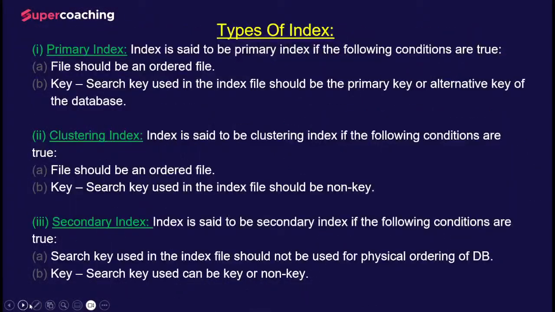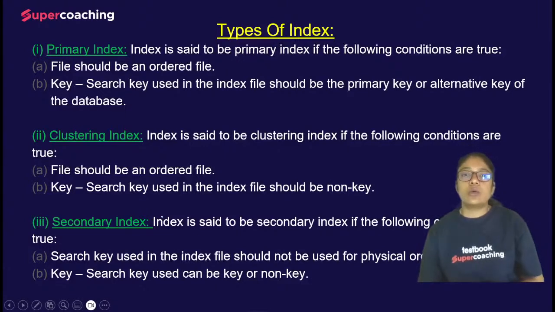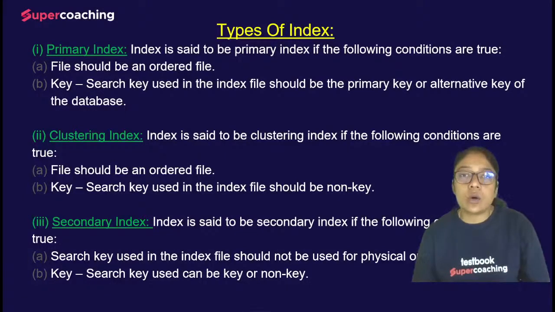Now after this, let's quickly have an overview of the types of index. So there are three types of index that can be constructed over any file. First one is the primary index. Primary term, we know that we do have one concept of primary key. तो it looks like कि यहाँ पे कुछ key का concept use हो रहा है.